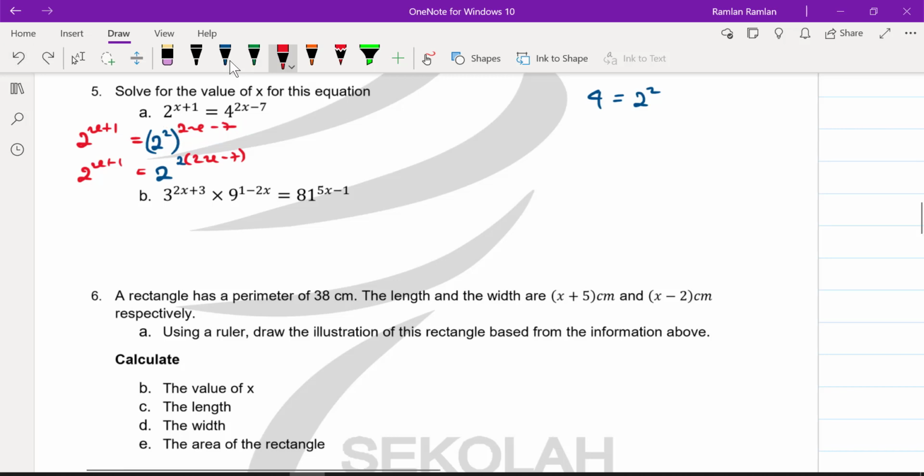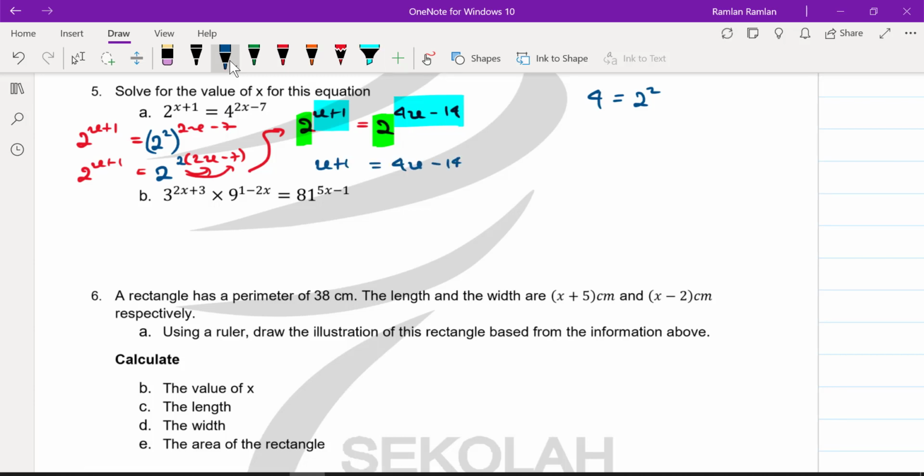Okay, so let's continue. The one on the left side doesn't change, 2 to the power of x plus 1. The one on the right side, we need to multiply it like this, right? So there'll be 2 to the power of 4x minus 14. Now on both sides of the equal sign, we have a single index form, and they have exactly the same base, right? So which means that again, we only need to take the power. This guy equals to this guy, that blue thing, yeah? So let's rewrite again. That will be x plus 1 equals to 4x minus 14.